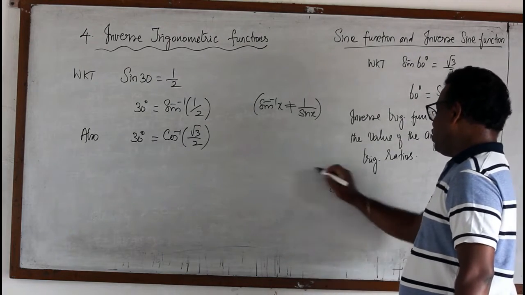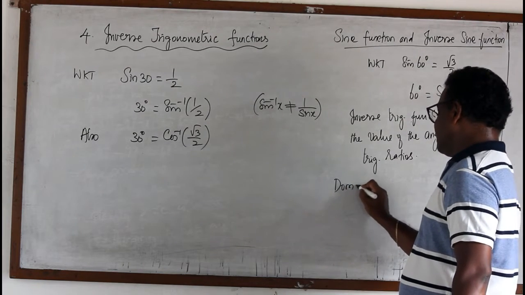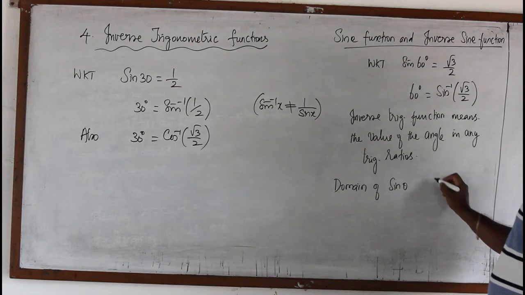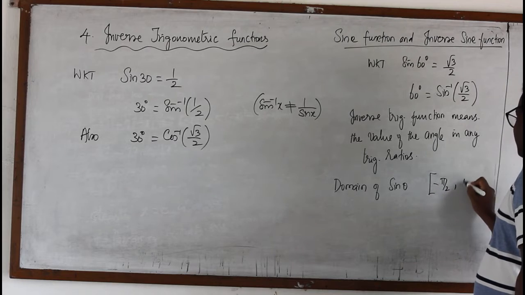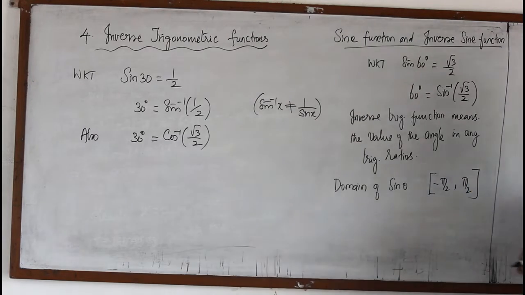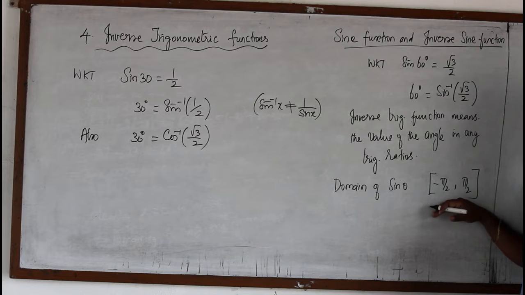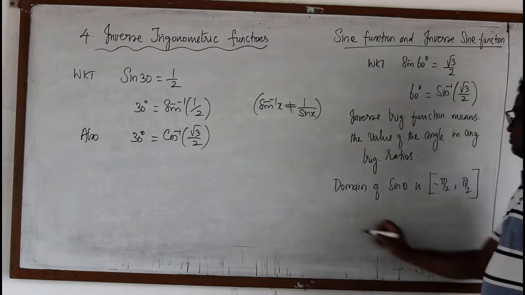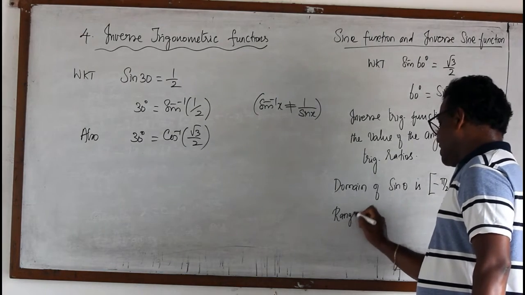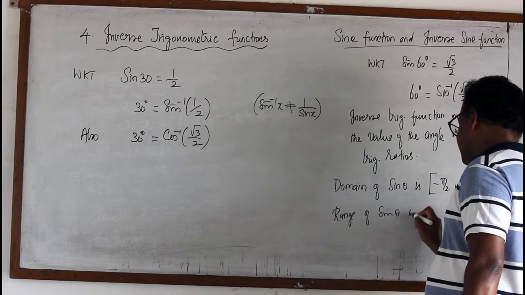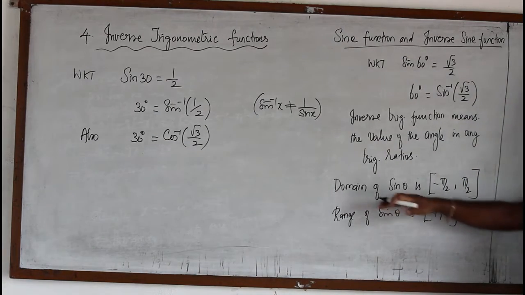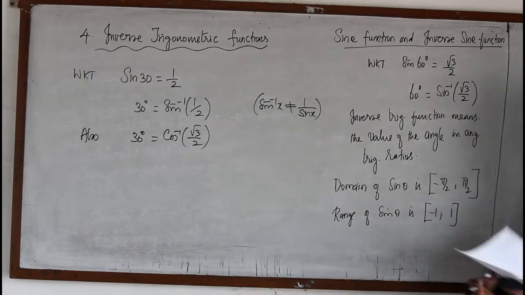Remember, the domain of sine theta: the maximum value is pi by 2 and the minimum value is minus pi by 2. That is, sine theta attains the maximum value 1 at pi by 2 and the minimum value minus 1 at minus pi by 2. Therefore, the domain of sine theta is minus pi by 2 to plus pi by 2, and the range of sine theta is minus 1 to plus 1. This is the domain and range of sine theta.